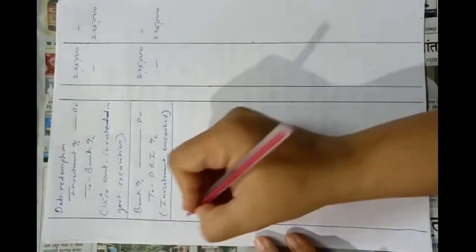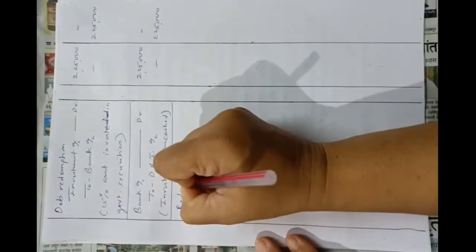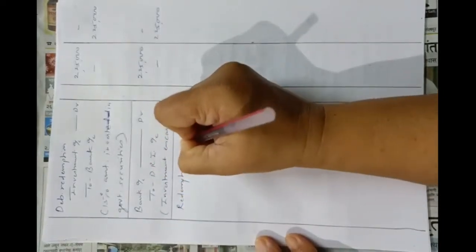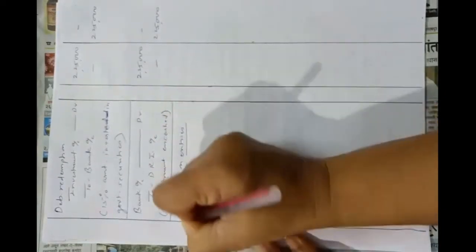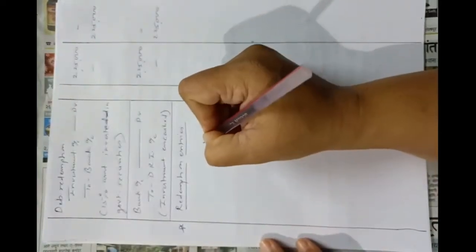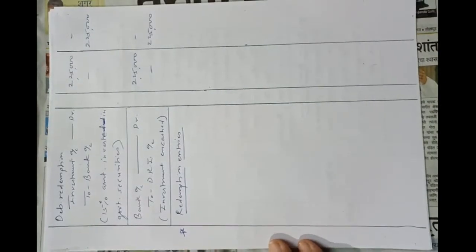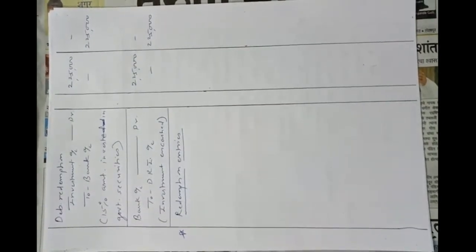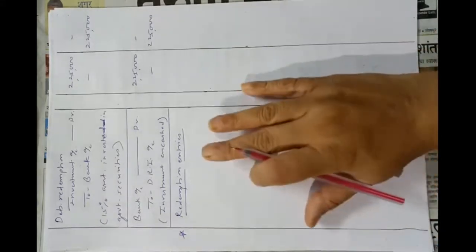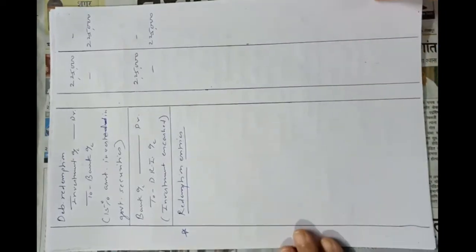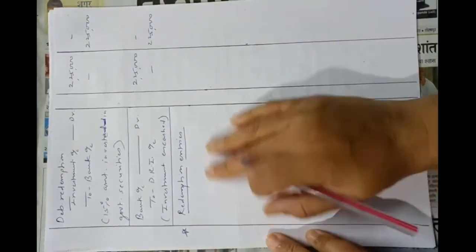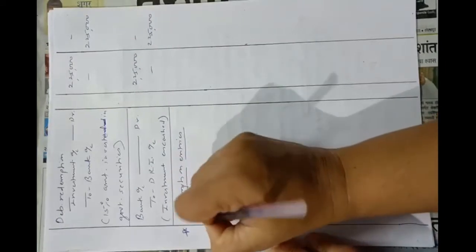And now the entries of redemption, actual redemption of debentures. First we will pass the entry, that is amount due to debenture holders. Amount is due to debenture holders at par because they told us that these debentures are issued at premium but repayable at par. So the entry of amount due to debenture holder will be 10% debentures account debit to debenture holders account.